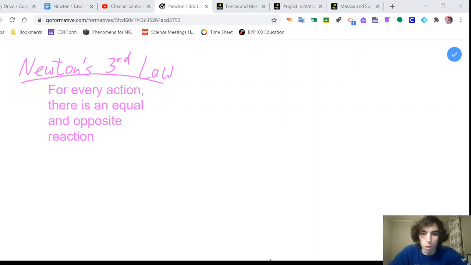Okay, so Newton's third law, it's one of the more poetic laws out there, and it's one that you might have heard or might sound kind of familiar. Newton's third law is that for every action, there is an equal and opposite reaction.